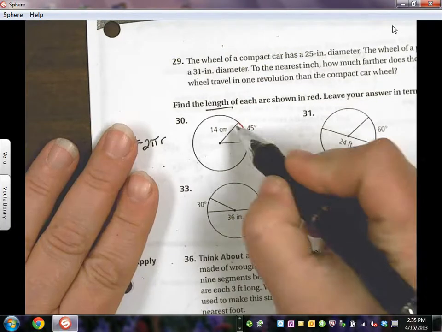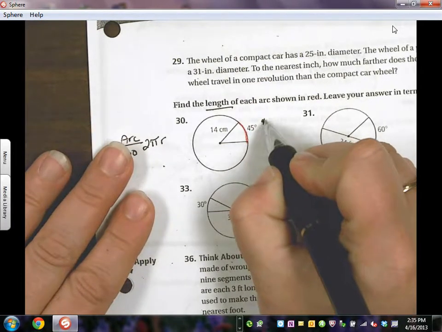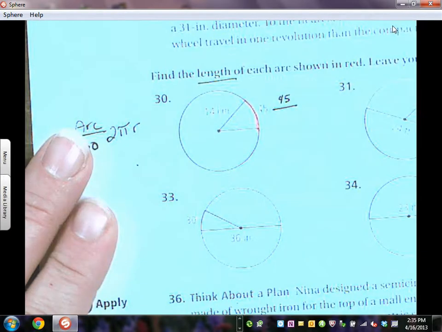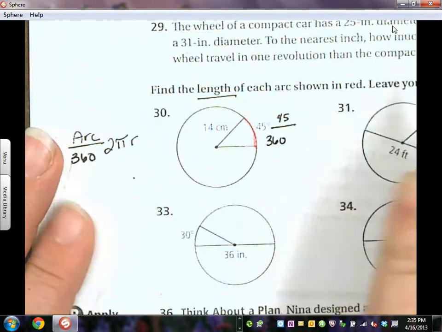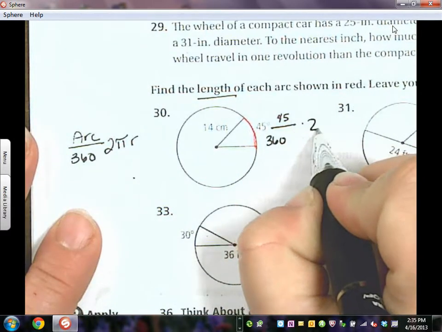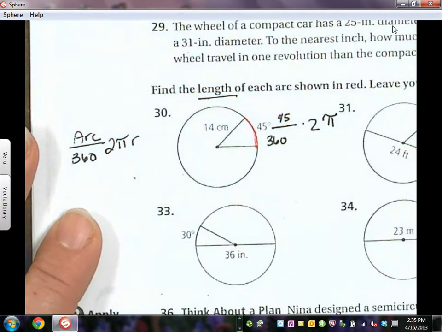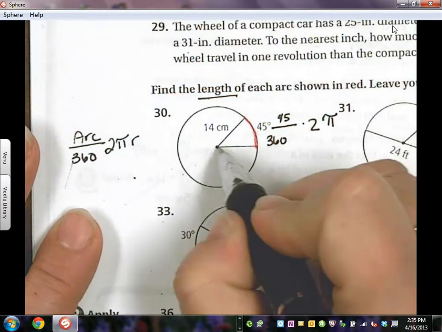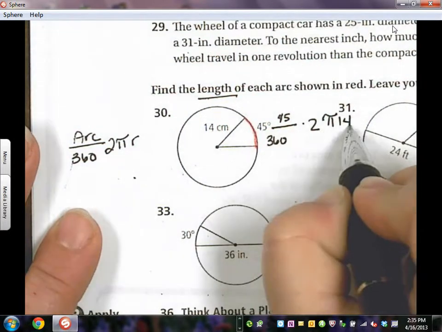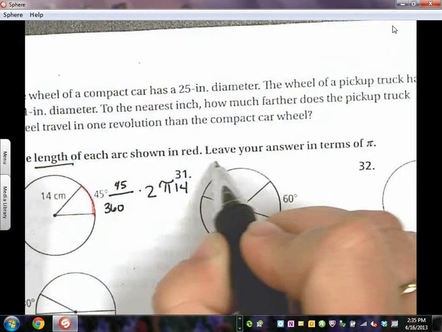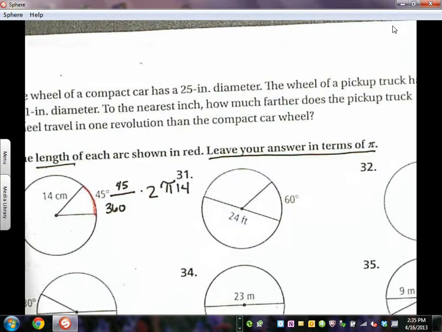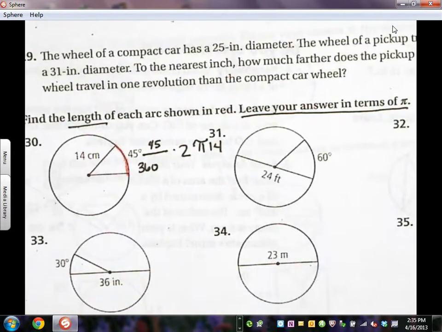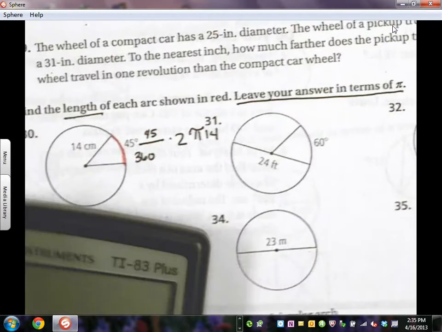I know my arc is 45 out of, I better zoom in a little bit more, out of 360 degrees. And then we know 2 pi r, and my r is 14. Now notice over here, leave your answer in terms of pi. So we're not going to give them a decimal, we're just going to give them that answer in terms of pi.